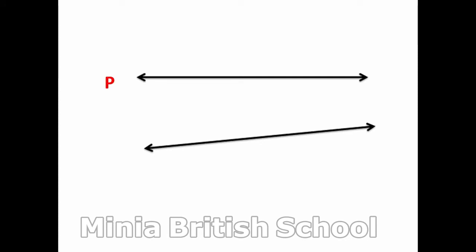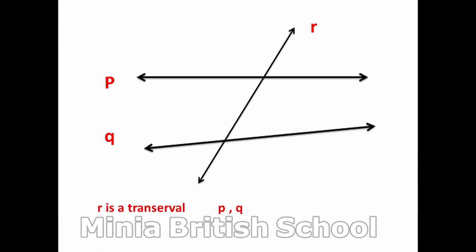Consider lines P and Q, which are on a plane and aren't parallel, and this is a transversal R, which cuts the lines P and Q at two points. The transversal forms four angles with line P, angles 1, 2, 3, and 4, and four angles with line Q, angles 5, 6, 7, and 8.